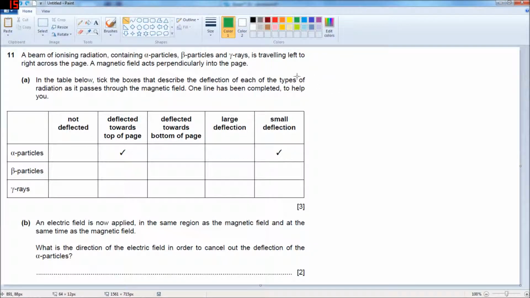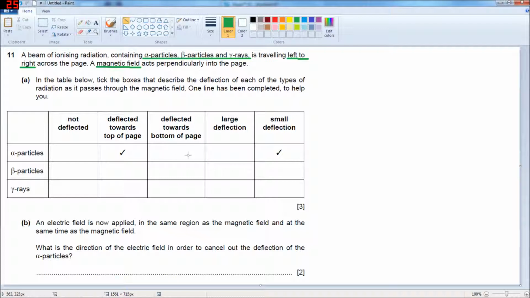Today I want to talk to you about this question. At first glance it would appear to be radioactivity, but in reality it is electromagnetism. It tells us that we've got alpha particles, beta particles and gamma rays, and that they're travelling left to right across the page. A magnetic field acts perpendicularly into the page. So we're going to take a look at how we figure out what happens to each particle.